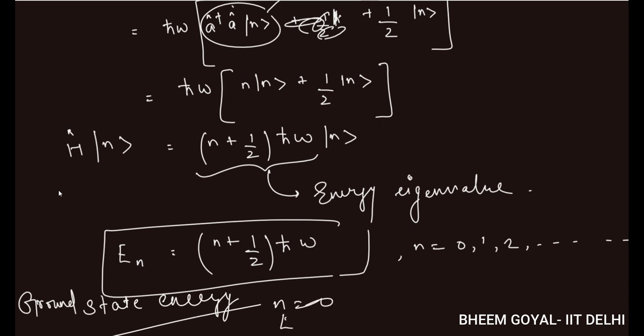So what will that be? It is equal to half h bar omega. This is not 0. If this oscillator had been a classical oscillator, then the minimum energy the oscillator can have is 0. But in the case of a quantum harmonic oscillator, the zero point energy is not actually 0, it is half h bar omega.